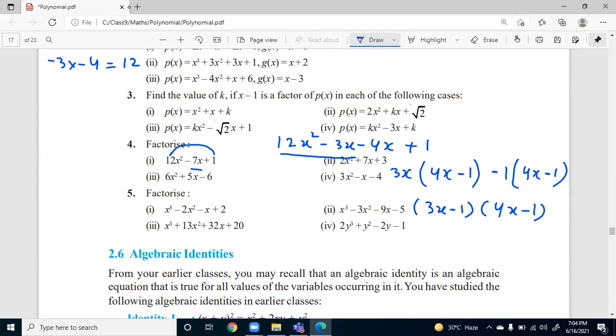So we have split minus 7x as minus 3x and minus 4x, and then we continue the process. See, the question is very easy. You have to multiply the coefficient of first and last term, let's say 12 and 1. So what are we getting? We are getting 12, and we need to find the factors of the middle term, and then we are done.